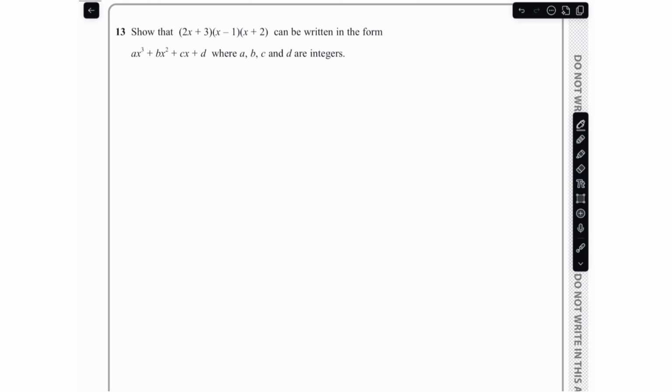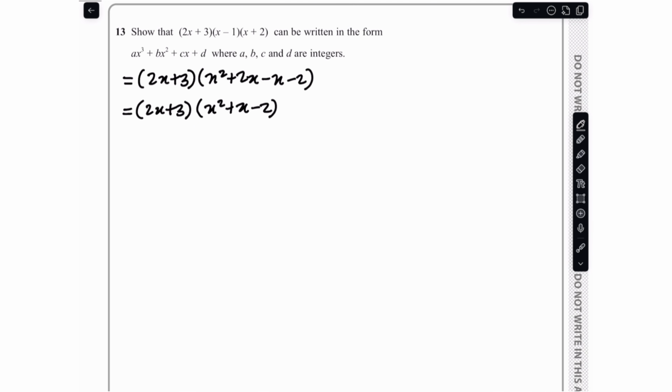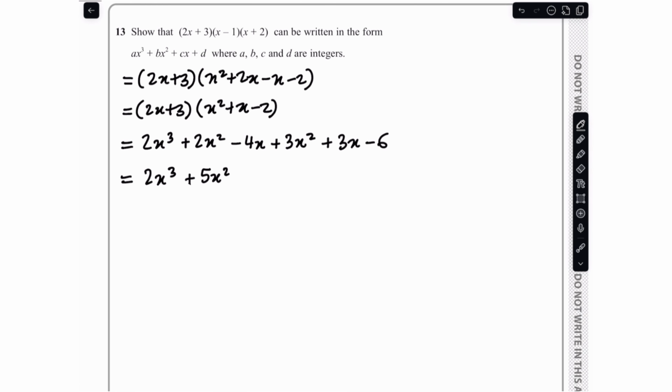So the first thing I'm going to do is expand and simplify the last two brackets, and so that will give me (2x + 3) multiplied by (x squared + 2x - x - 2), and that gives me (2x + 3) multiplied by (x squared + x - 2). And so when I expand this, I'm left with 2x cubed + 2x squared - 4x + 3x squared + 3x - 6. And when I finally simplify this, this gives me 2x cubed + 5x squared - x - 6. And so we can see that the answer is in the form that we have been asked to write it in.